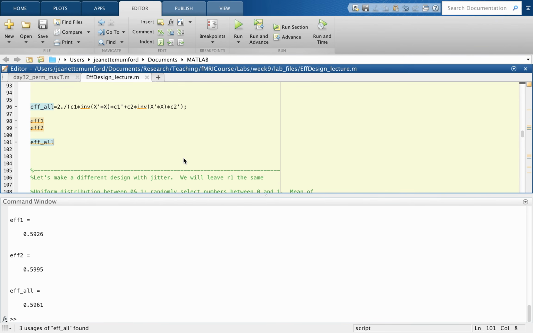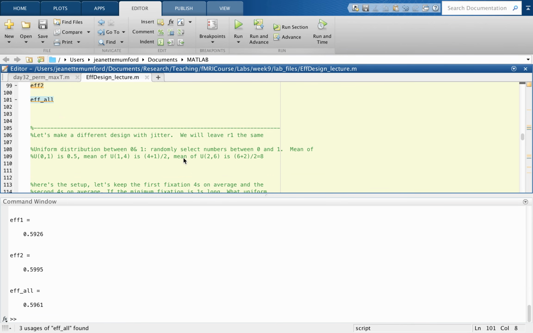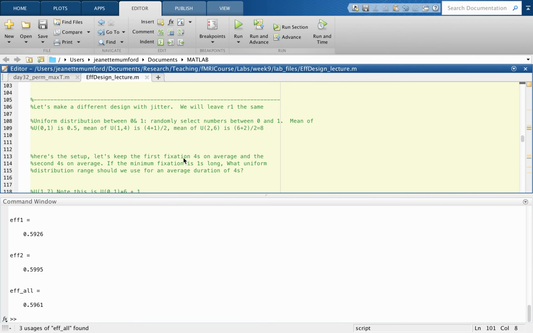Okay, so that's that. You might be wondering, well, why do we do that? Well, we did that so that we would have the efficiencies from the fixed ISI to compare to a design with jitter. So to jitter, typically what people use is a truncated exponential. And instead of forcing you to wrap your head around what a truncated exponential is, FYI, I think a lot of people don't generate truncated exponential data properly.